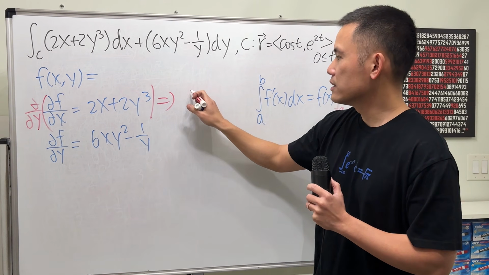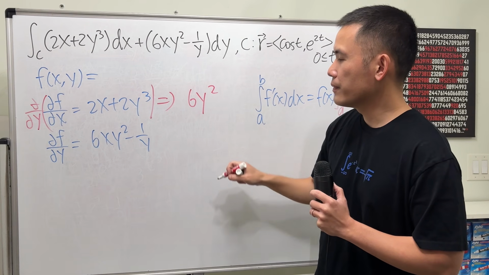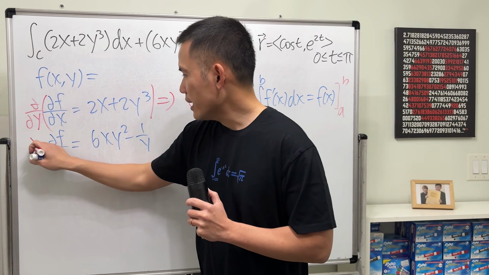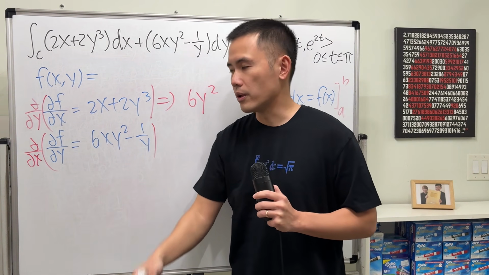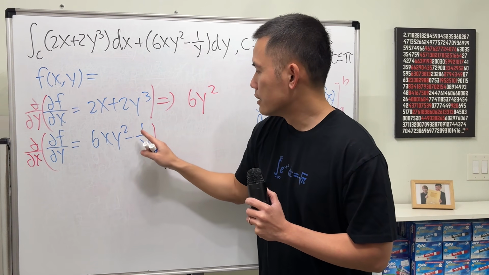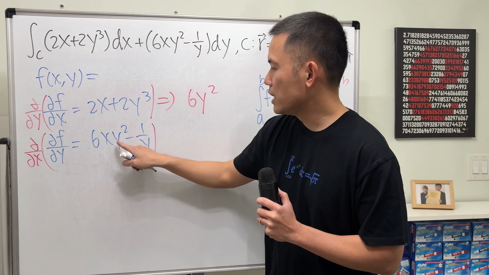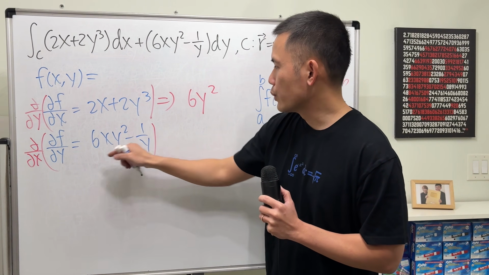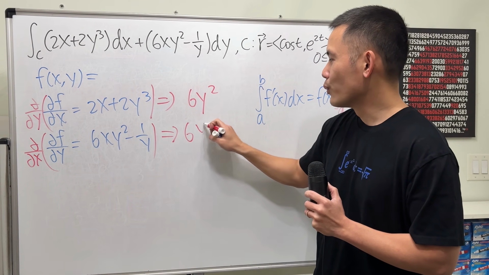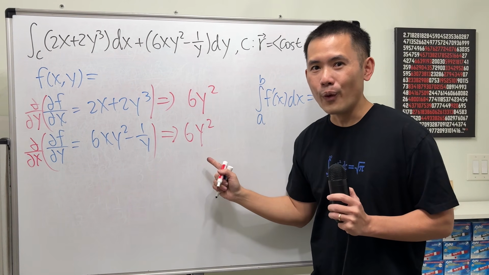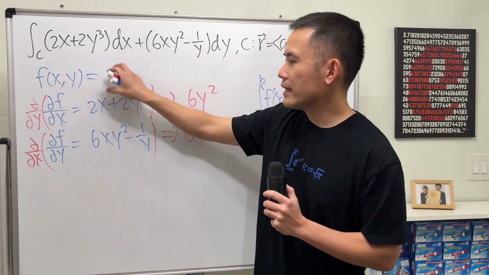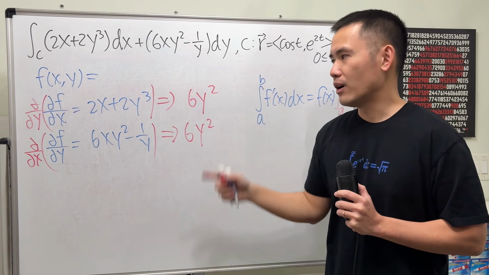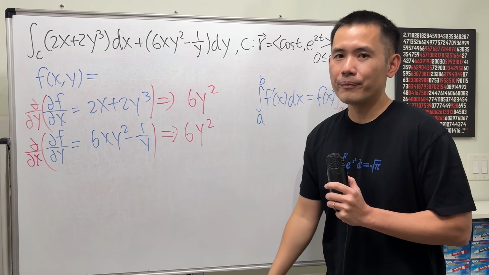Take the derivative of this, we get 6y squared. And then we take the partial with respect to x. Remember, we do the mixed partial. Okay, this is out, and the derivative of x to the first power is just 1, so we get 6y squared. They are equal, so that means it is possible to have a function that will make this work. Now, how do we find out such a function though?